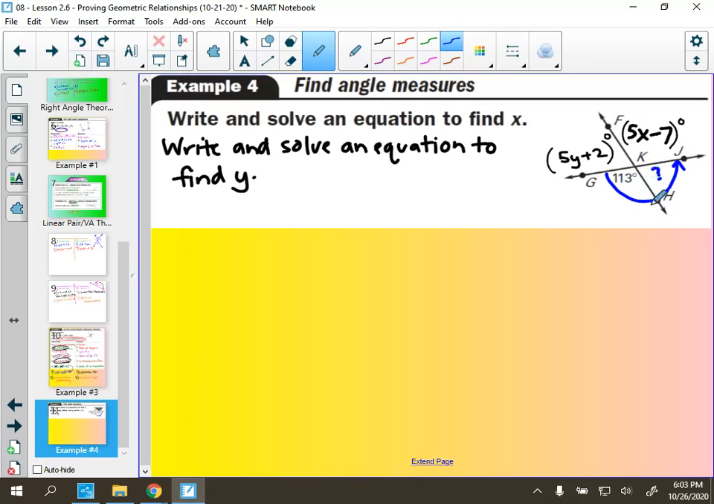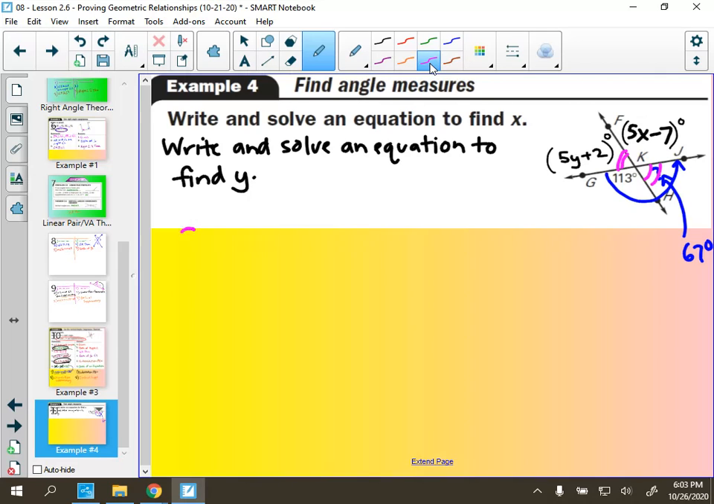We said they had to be supplementary. So I could just do 180 minus 113 and say, you know what? This is a 67 degree angle. I subtracted 113 from 180, and that's where I got it. The reason that might be helpful is now I have 4 different sets of linear pairs, but 2 different sets of vertical angles. And remember, our big thing that we just added today was vertical angles have to be the same.